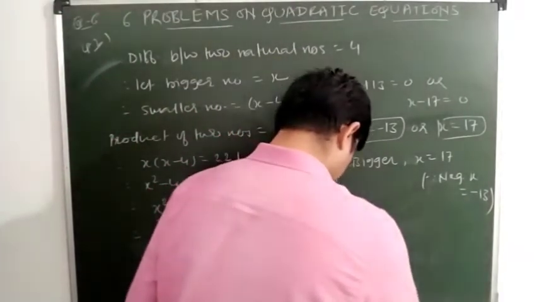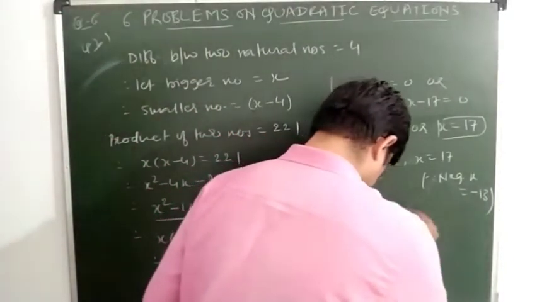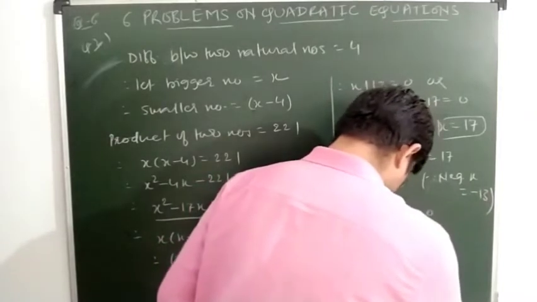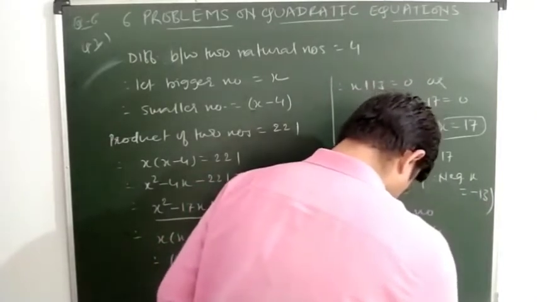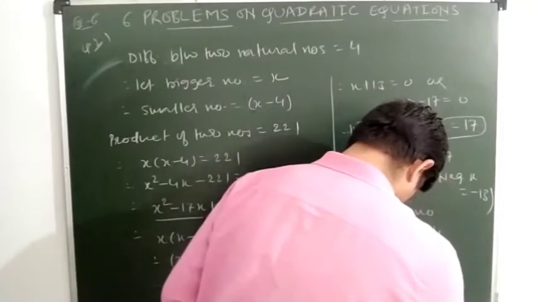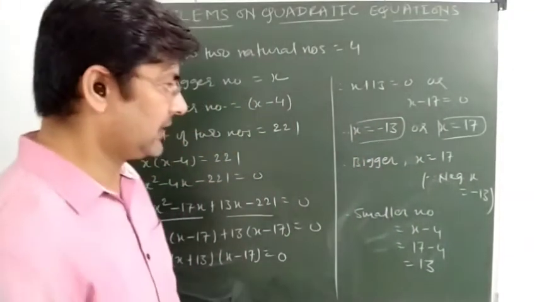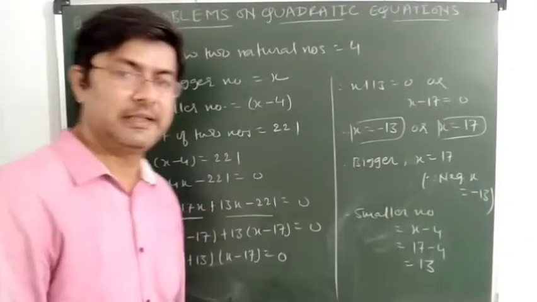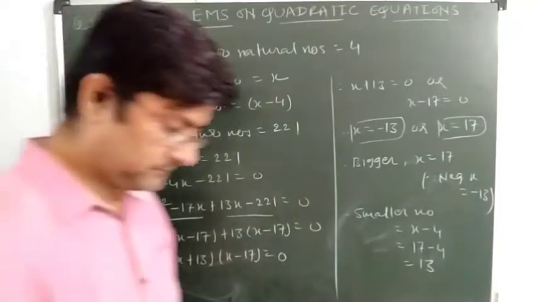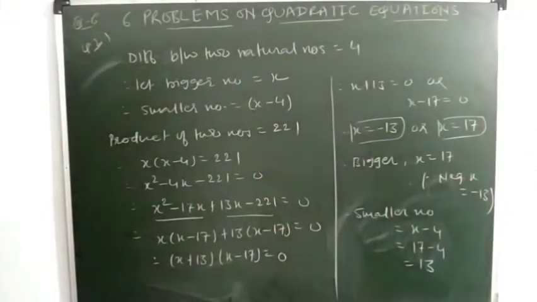And therefore the smaller number will be x minus 4. So 17 minus 4 is equal to 13, and therefore the two numbers are 17 and 13. Clear? Okay, now let us solve the next question.